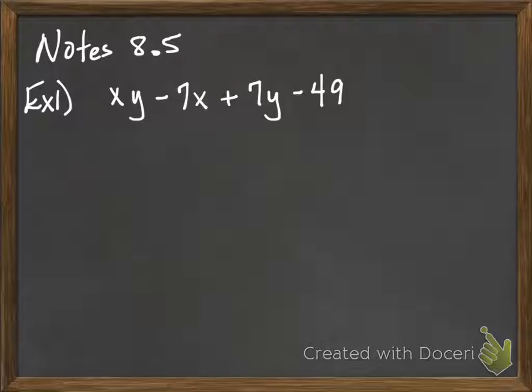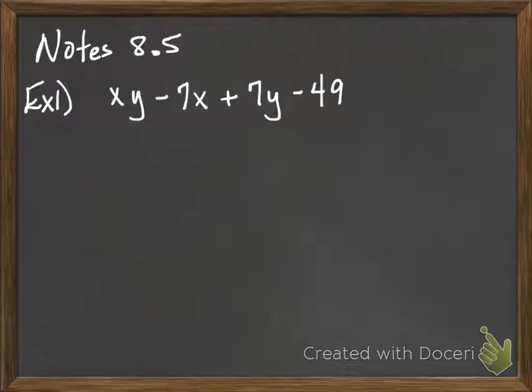So, do all the terms have an X? No. Do all the terms have a Y? No. Do all the terms have something that will go into 1, 7, 7, and 49? Yes. Only 1, but does 1 ever help us? No. So this is unlike what you just did in the fact that there's not a greatest common factor among all the terms.